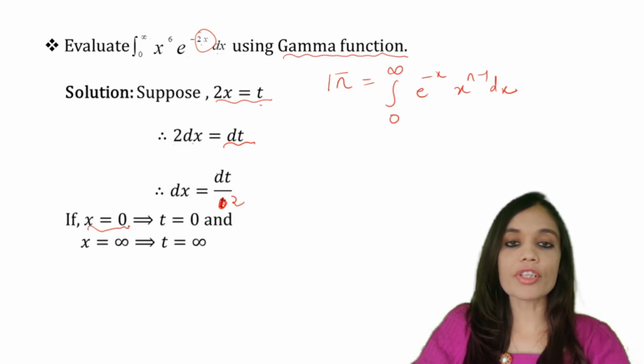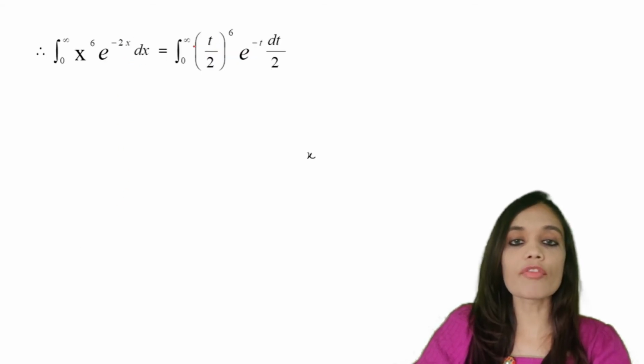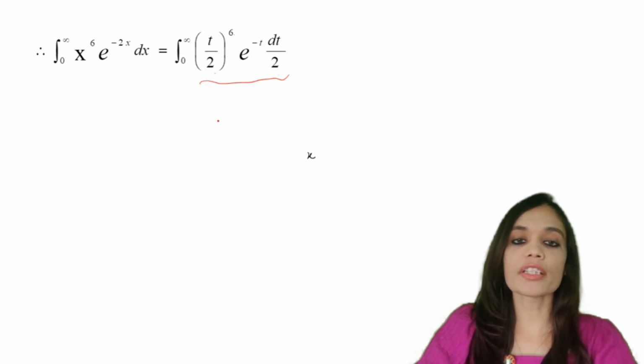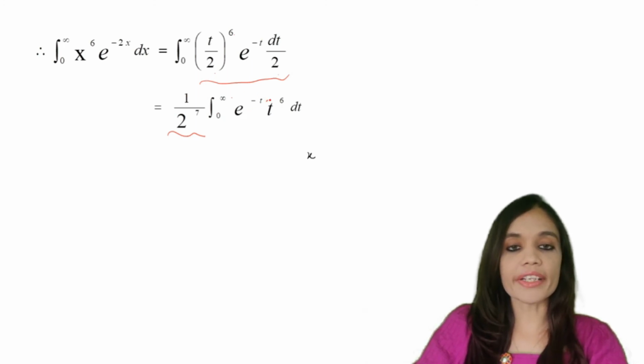Okay, so now let us find the limits. Suppose x is equal to 0, then t will also be equal to 0. And if the limit of x is infinity, then t will also be equal to infinity. So after substituting all this, our integral will become integration 0 to infinity (t by 2) whole raised to 6 e raised to minus t dt upon 2. Now we simplify this. On simplification, 1 upon 2 raised to 7, which is a constant, so keep it outside, integration 0 to infinity e raised to minus t, t raised to 6 dt.